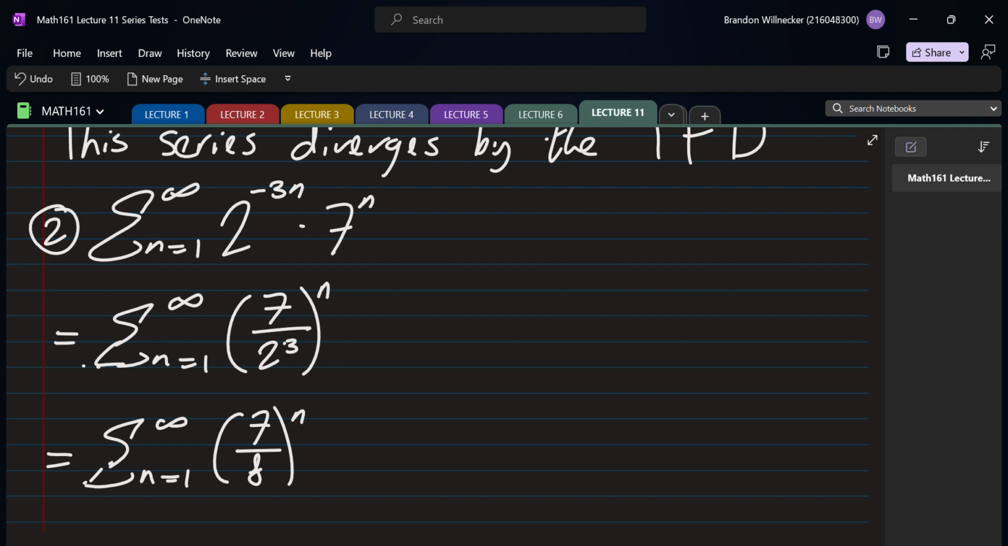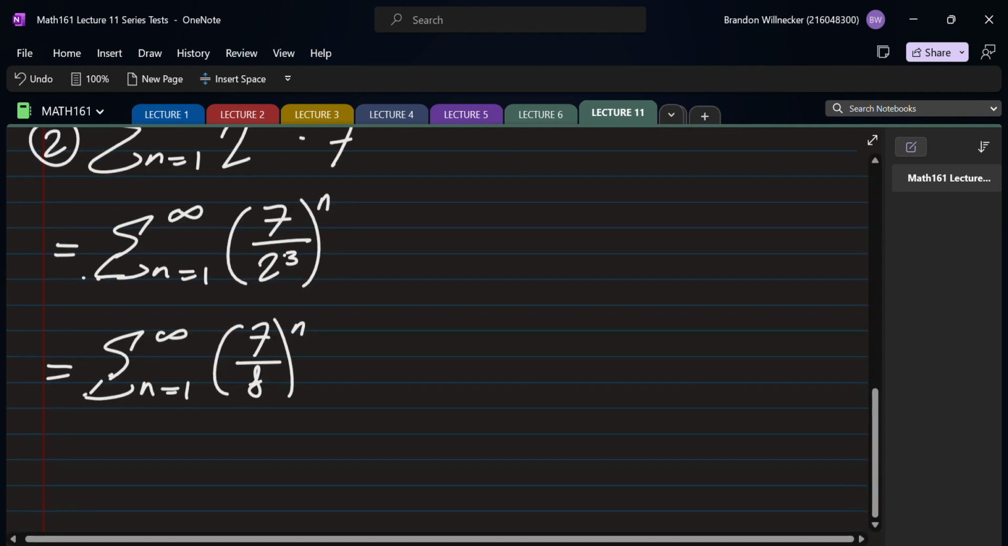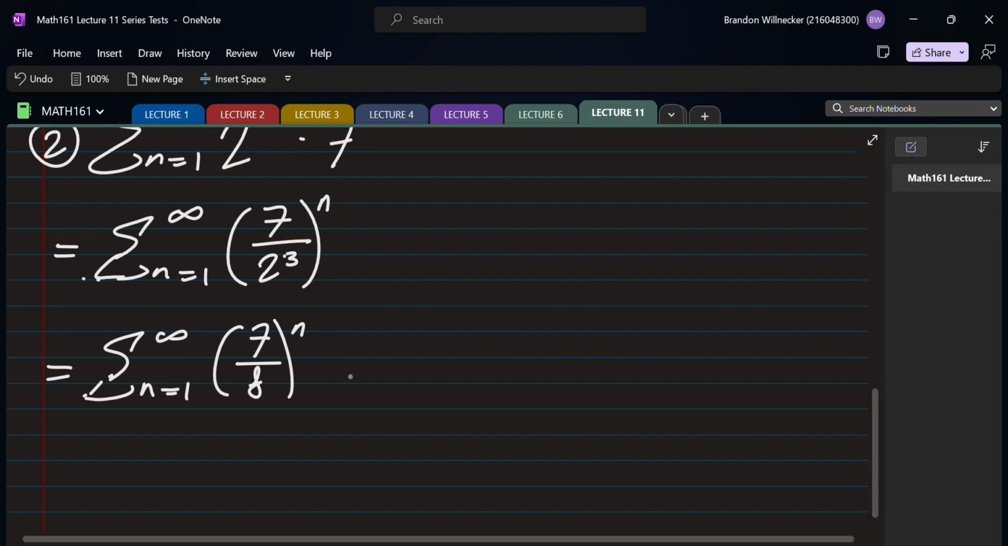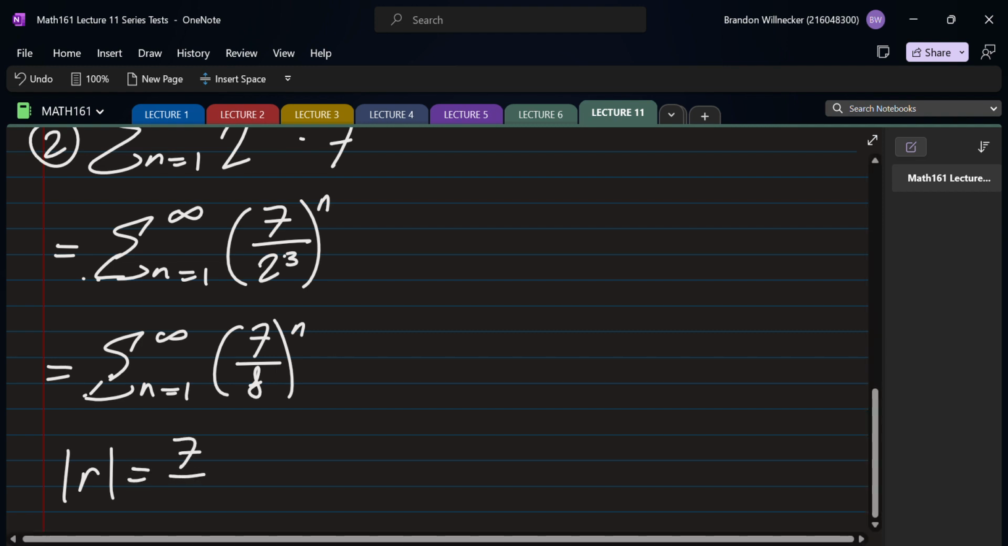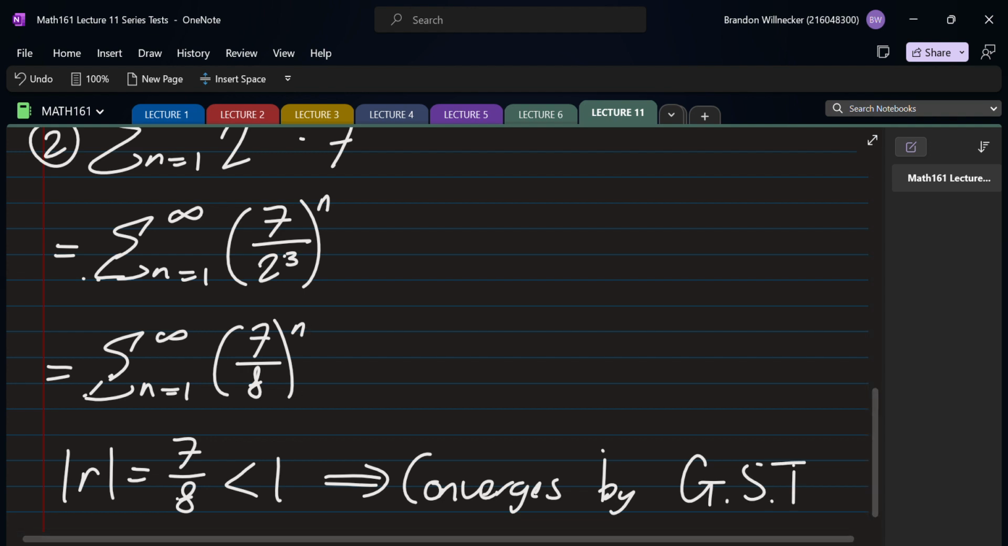And now this looks like the standard geometric series, with the ratio being 7 over 8. So the absolute value of the ratio, remember we need to take the absolute value, is equal to 7 over 8. This is indeed less than 1. So since the ratio is less than 1, we know that it converges by the geometric series test. So you can abbreviate it like that.